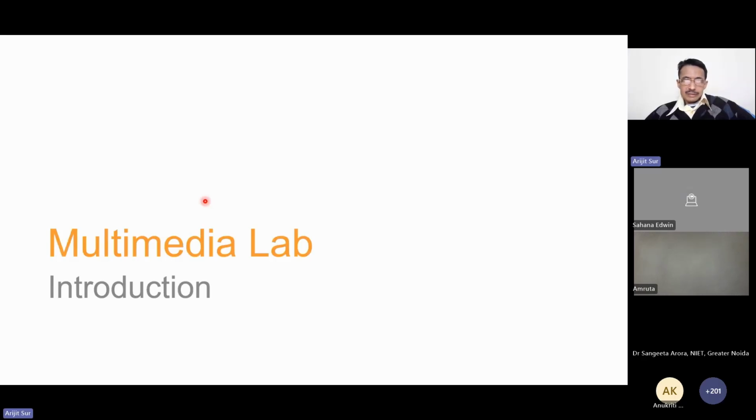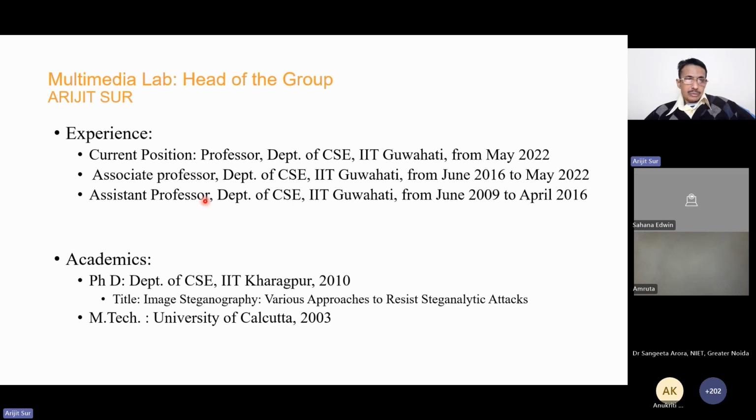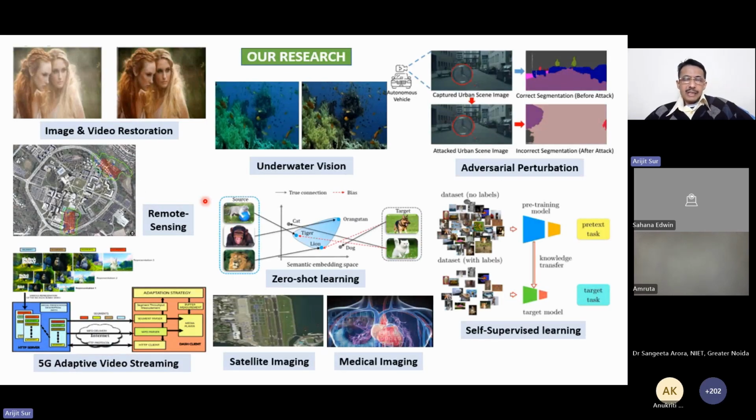Before I start, I will very briefly say what we are and what we are doing in our lab. My name is Arijit. I'm a professor at the Department of CSE, IIT Guwahati, and I did my PhD from IIT Kharagpur. This is a very brief overview of what we are doing at this moment in our lab.